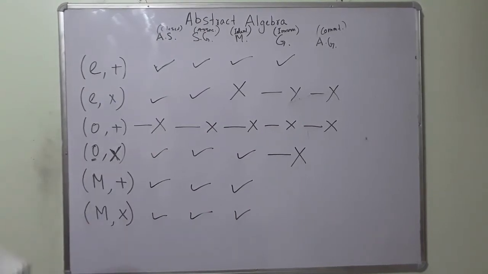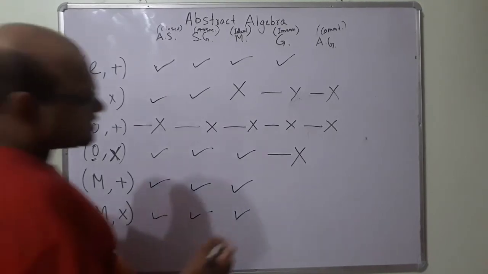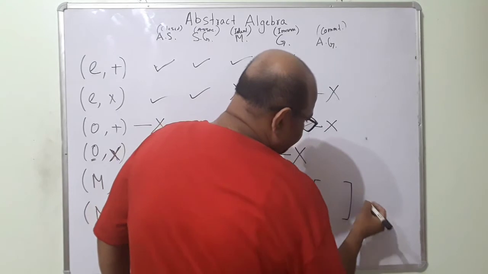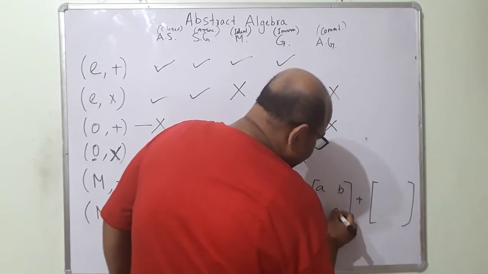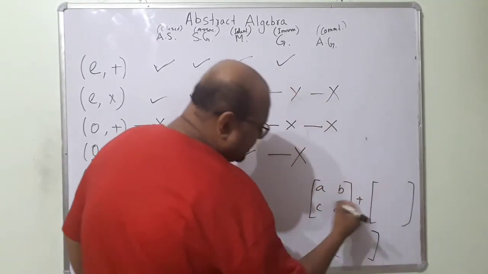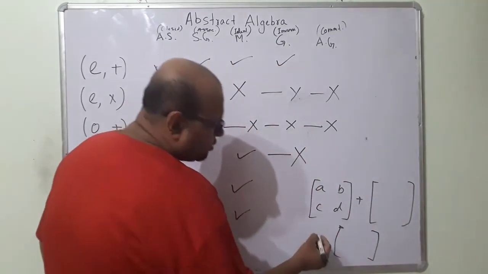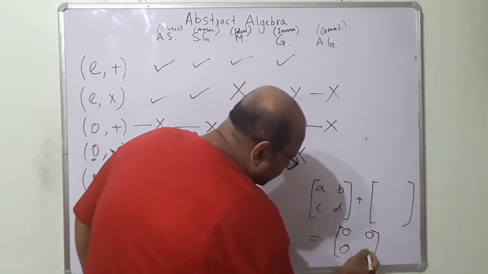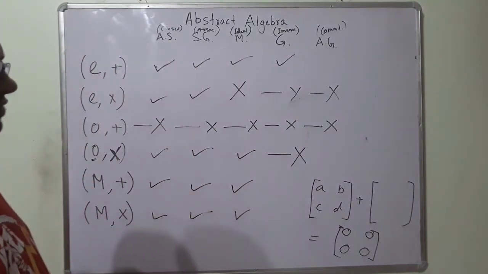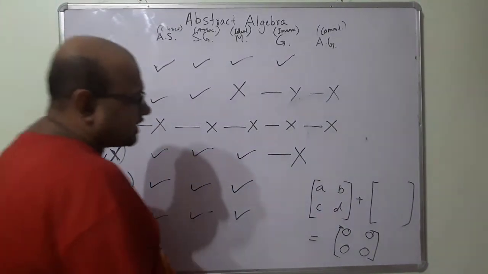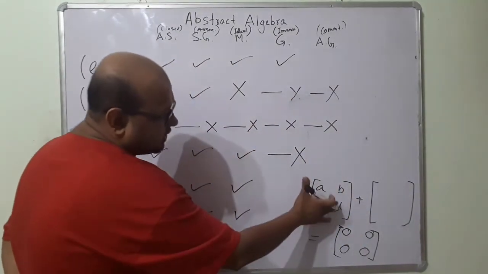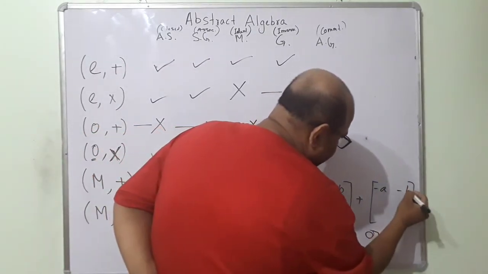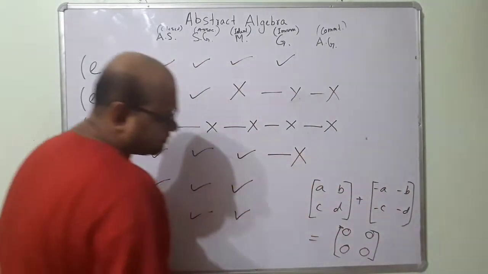Okay. What about matrices under addition? I have some matrix A, B, C, D. When I add it with its additive inverse, what will I get? I will get back the additive identity. The 0 matrix is the additive identity, right? We just talked about that. So what is the additive inverse of this? If I multiply minus 1 with this, I will get minus A, minus B, minus C, minus D. This matrix.